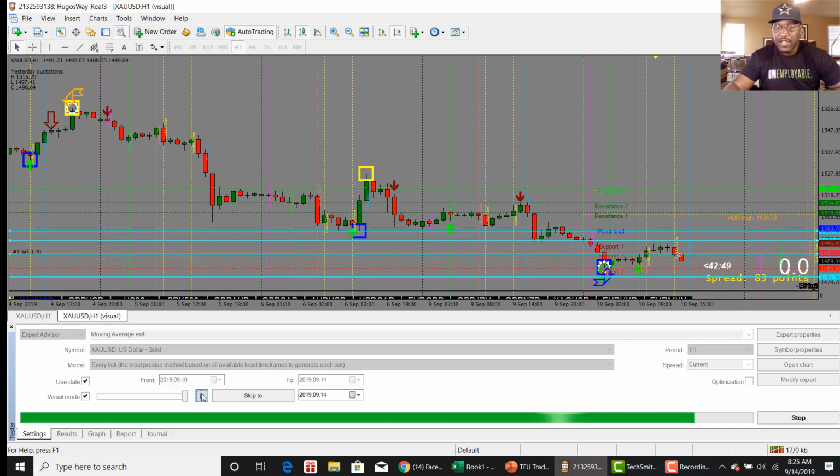Now you have a little drawdown here. Your stop loss is set pretty good, so you know what your risk is. You use proper risk management. Market opens up. Let's see what happens. And stop. You would have won this trade for 50 pips.